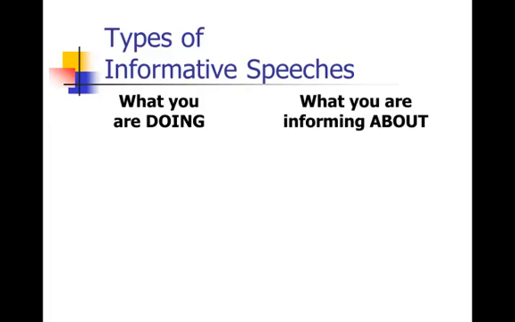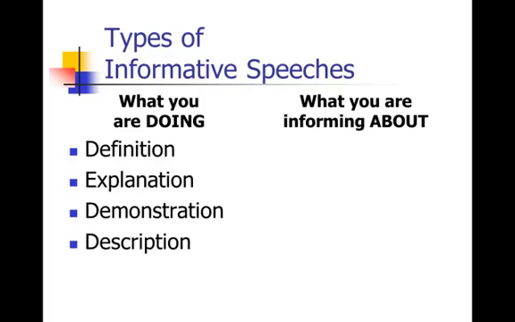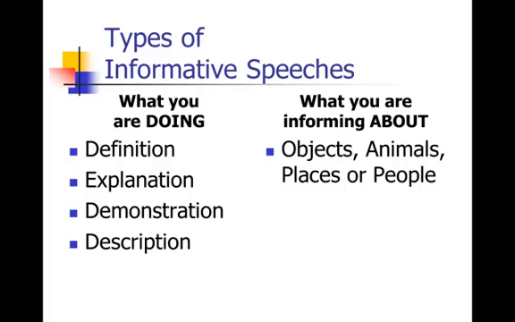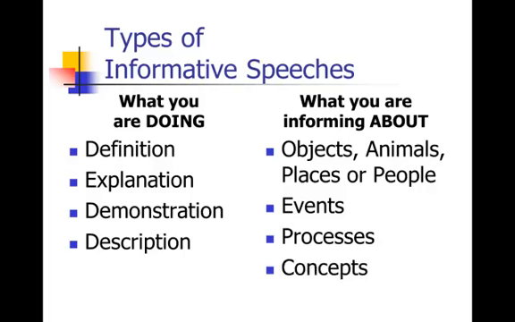When we think about informative speeches, we can talk about the types in terms of what you are actually doing during an informative speech, as well as what you may be informing about. What you might be doing is defining, explaining, demonstrating, or describing. And you could do one or more of these in the process of informing about objects, animals, places, or people. Say you're going to do a speech on service animals, events, 9/11, Pearl Harbor, processes, how to make a cup of coffee, or concepts, beliefs, theories, principles, or other abstract subjects.